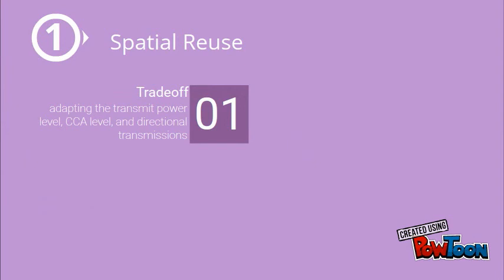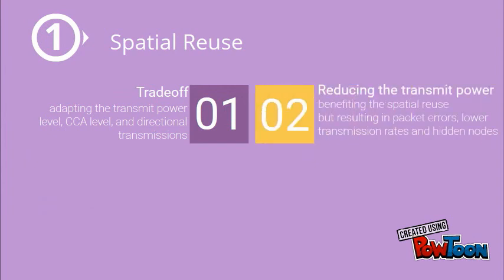Trade-off can be reached by adapting transmit power level, CCA level, and directional transmission. Reducing the transmit power reduces influence area, benefiting the spatial reuse but resulting in packet error, lower transmission rate and hidden node. Concentrating the energy toward the destination improves the spatial reuse.